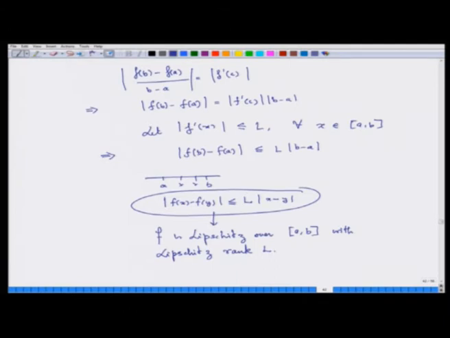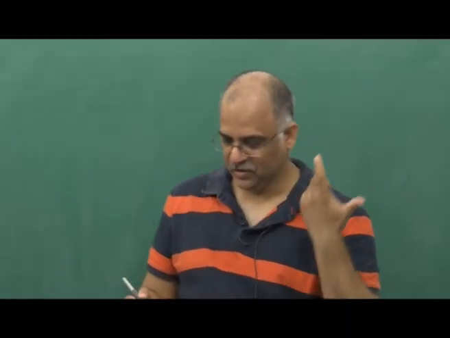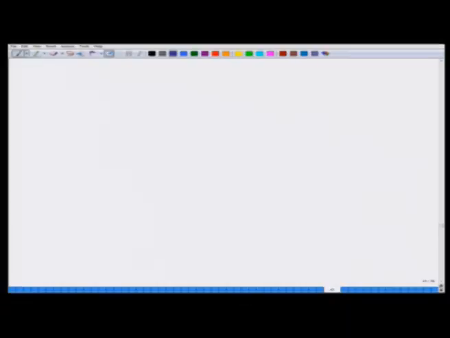A very unlikely function which satisfies the Lipschitz condition over any given interval is a sine function. It is very unlikely. So, for example, you take the sine function.